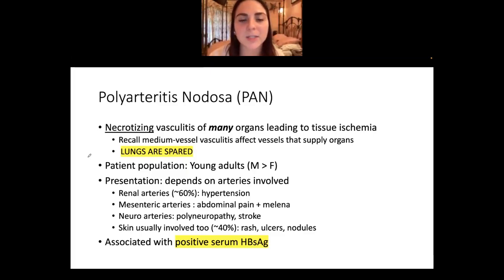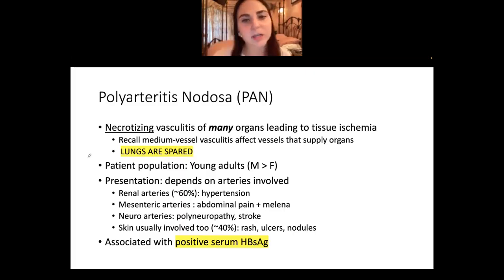But what makes polyarteritis nodosa confusing is that many of the vessels leading to many organs can undergo this inflammation, and then it can lead to ischemia. As I said before, medium vessels are those that supply organs. So again, you can have a lot of different symptoms. But something to point out with this one is the lungs are always, always, always spared. I tried to highlight things that are going to help you answer questions, and knowing that the lungs are spared is going to 100% help you.